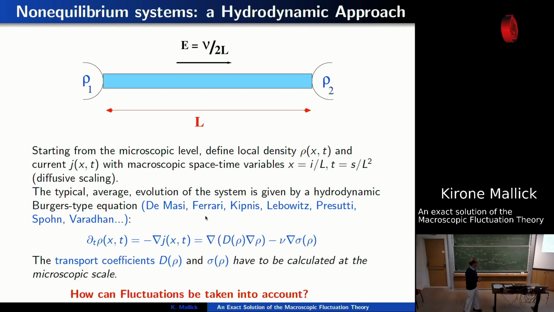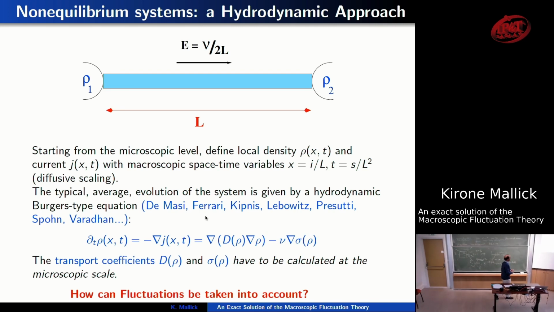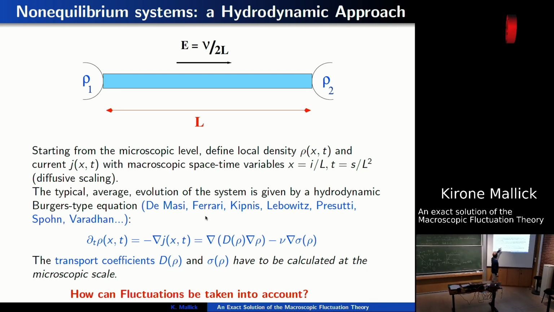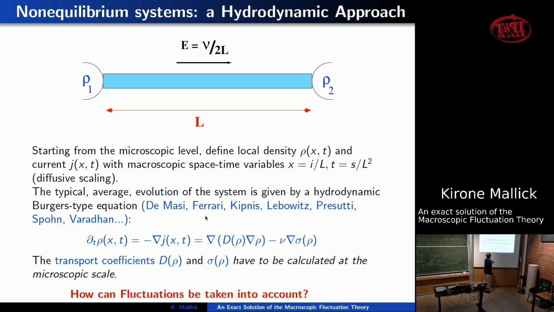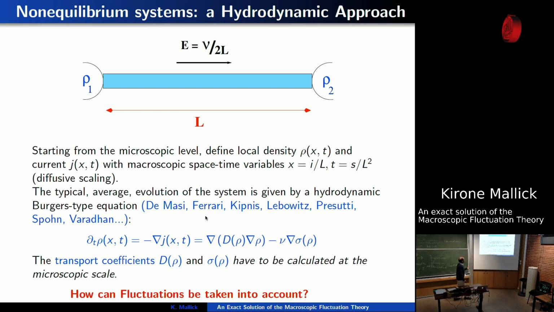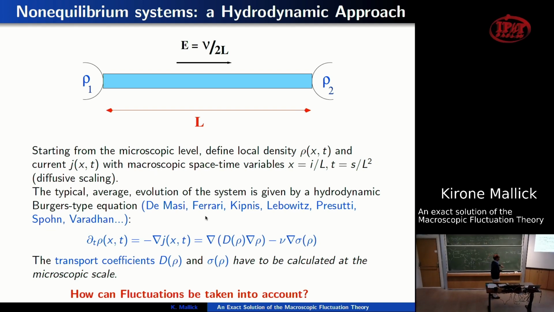We can write a generalized Fourier equation and say, by using the conservation law, that the time derivative of a local density at point x at time t is minus the divergence of a current, and the current is given by minus the diffusion constant times the gradient of rho, plus an external field, which I call E or nu, times the conductivity. So that's a kind of phenomenological law.